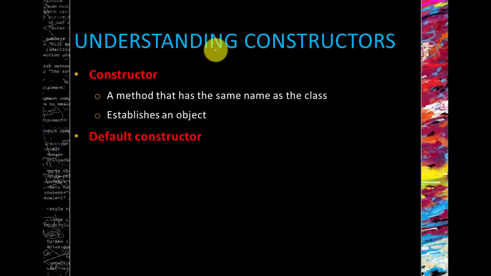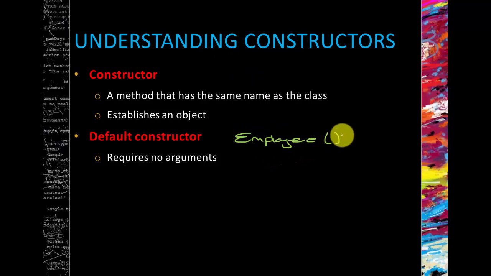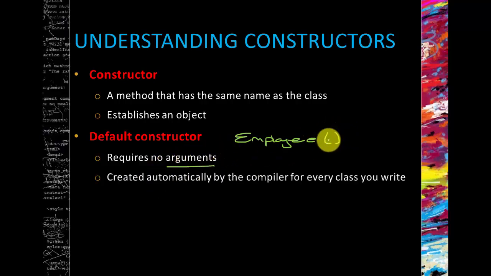Now, a default constructor. This default constructor requires no arguments, like your employee. What's so great about the employee constructor without any arguments, by which I mean nothing within the brackets, is that it is created automatically by the compiler for every class you write. So you don't really need to have it in your class that you defined. If you recall the employee class that we defined early on, we did not write any of this, but we could still instantiate objects, right?